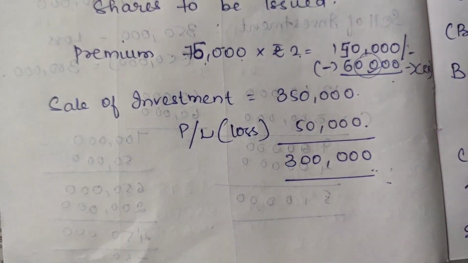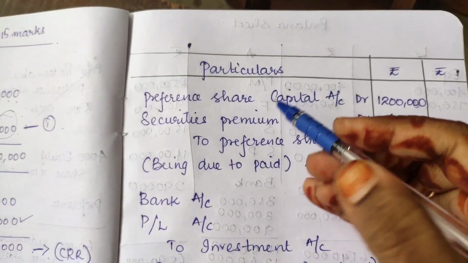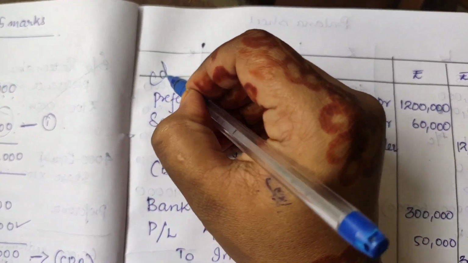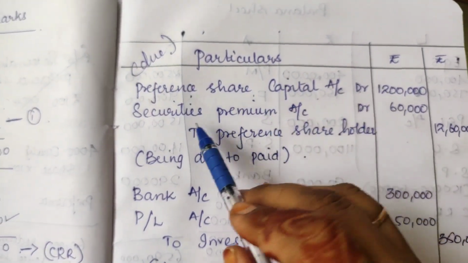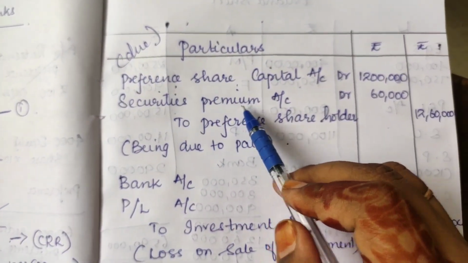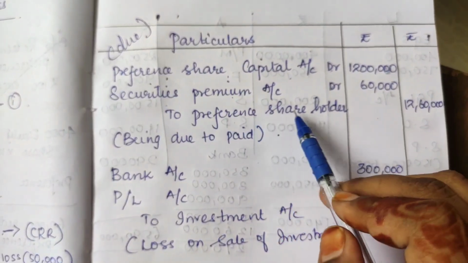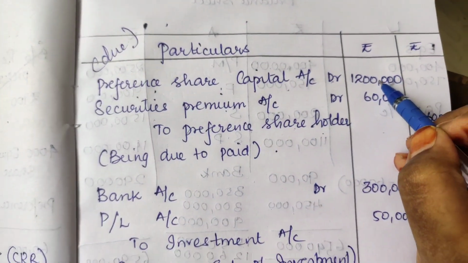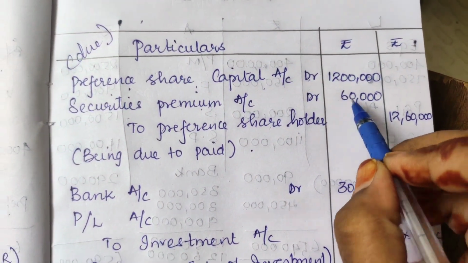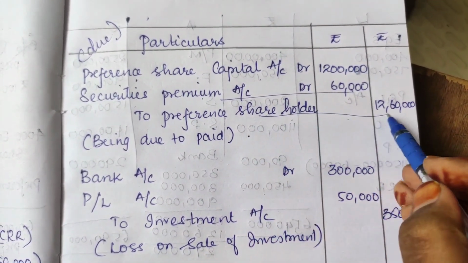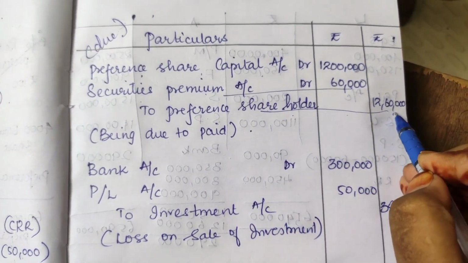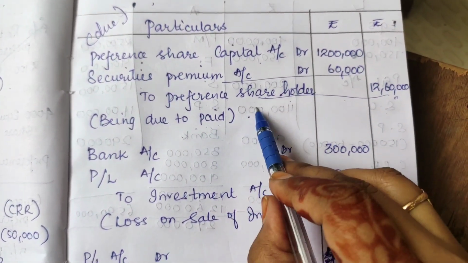Now let's pass the journal entry. So see students, first we'll put the entry of the due. Preference share capital account debit, securities premium or share premium account debit, to preference shareholder. In this, 12 lakh is the capital and 60,000 is the premium which we need to pay. And to whom we need to pay? We need to pay to the shareholder. So this due has to be paid.